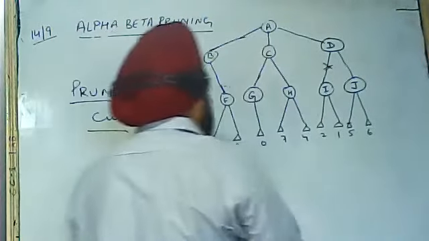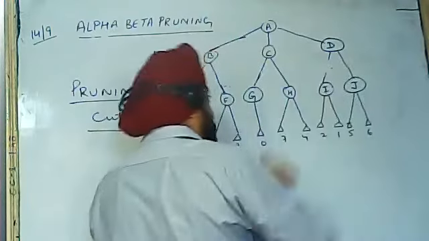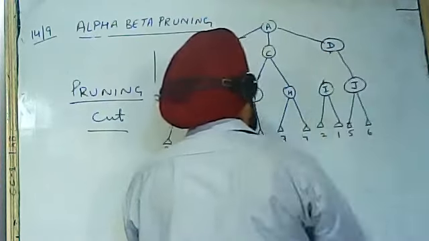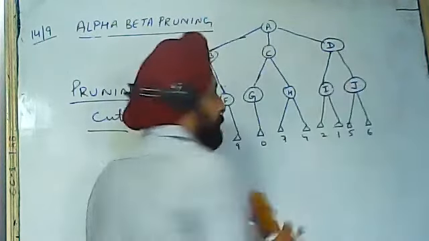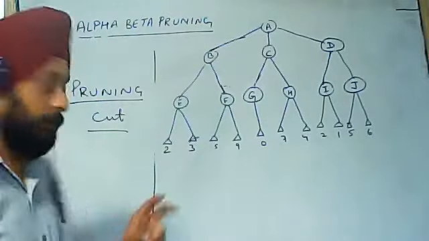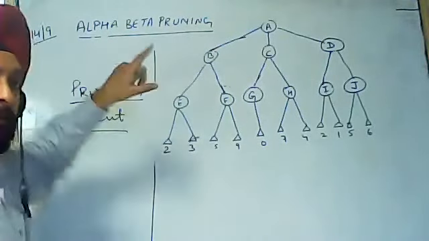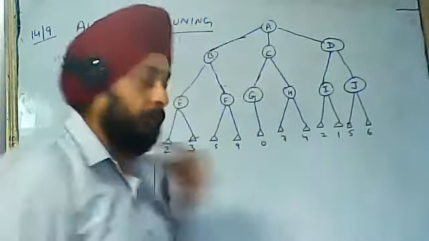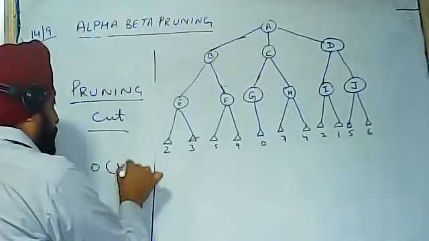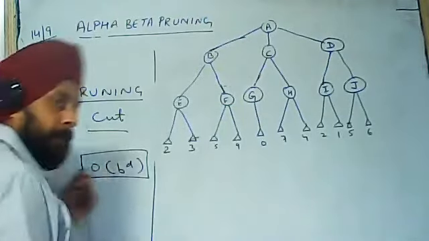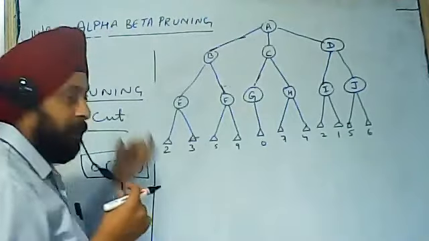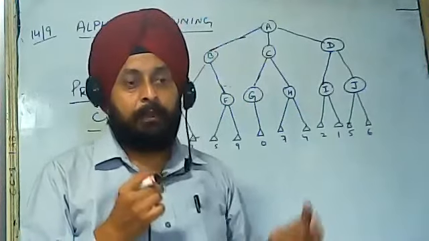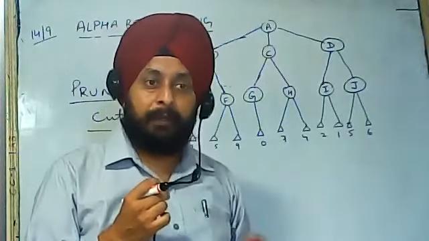This is the main advantage of alpha beta pruning over minimax. Clear? One thing to remember is that the complexity of minimax is O(b^d). I am telling it again and again. Now, how alpha beta pruning works and some of the terminology used in alpha beta pruning, that I will discuss.